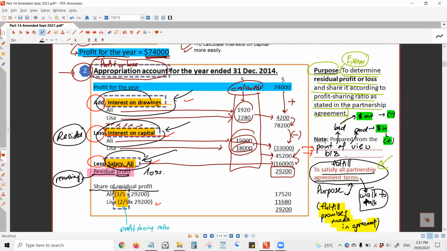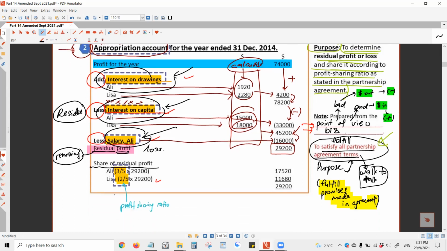Then the question will tell you what the profit sharing ratio is. You don't have to decide yourself. So Ali takes 3 portions out of 5. Lisa takes 2. So this is a fraction, 3/5, 2/5. Then you multiply it with the residual profit. Okay, 29200 appears here. After sharing, you total up, you should get the same figure as the residual profit. Should be equal, right? Because you are apportioning the 29200. That's how you prepare the appropriation account.